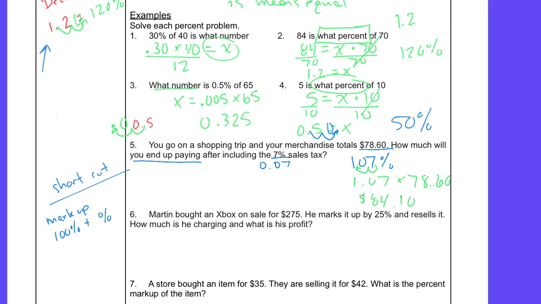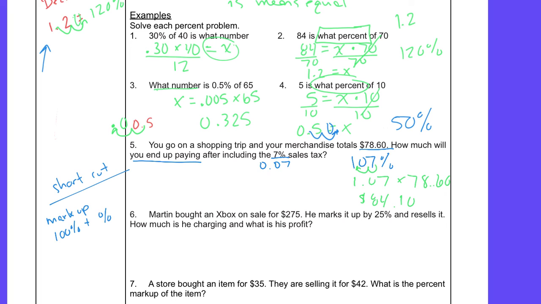So we can do something similar. Number 6, Martin bought an Xbox on sale. So on sale means he's going to pay less money. It was on sale for $275. Okay, so then he marks it up. So he's going to go back and sell it now. So he paid $275. He marks it up by 25% and resells it.